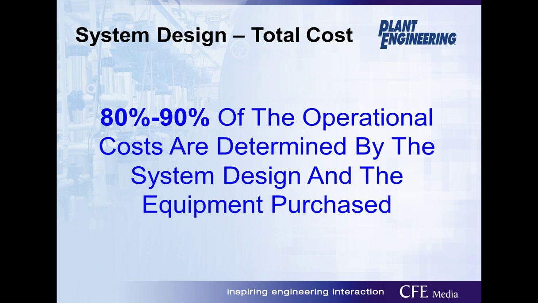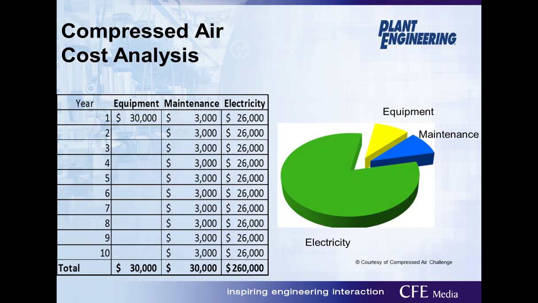I would be remiss in not at least touching on system design. So 80 to 90% of the operational costs are pretty much designed in when the system's installed. So you've designed the equipment, you've bought the equipment. Really, all you do when you put it in is now optimizing. So if I put something in that's inefficient to begin with, I can't make it more efficient unless I remove it and put something else in its place.